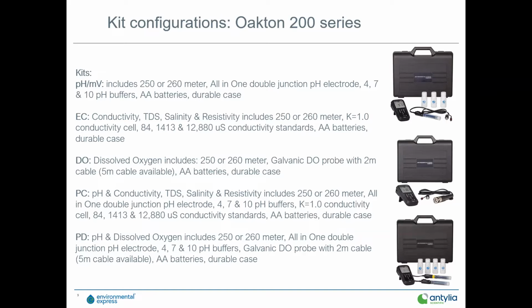Now, one thing else I wanted to discuss a little bit further was buffers. And we offer our standard Oakton buffer group, which is an ACS or technical grade buffer, which most auditors will accept. But if your auditor is requesting an NIST traceable buffer, then you will have to go with our premium buffer, the Oakton traceable buffer line.